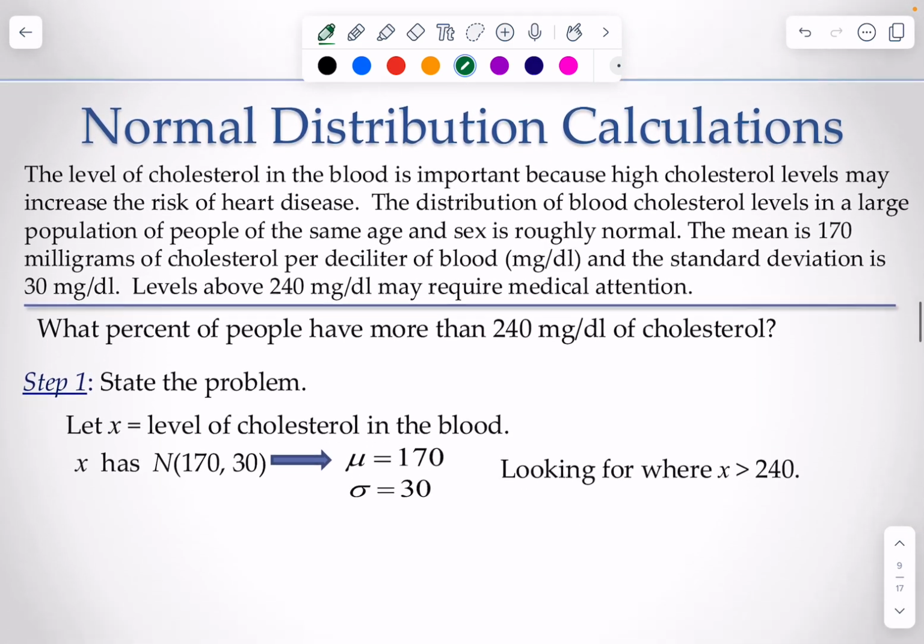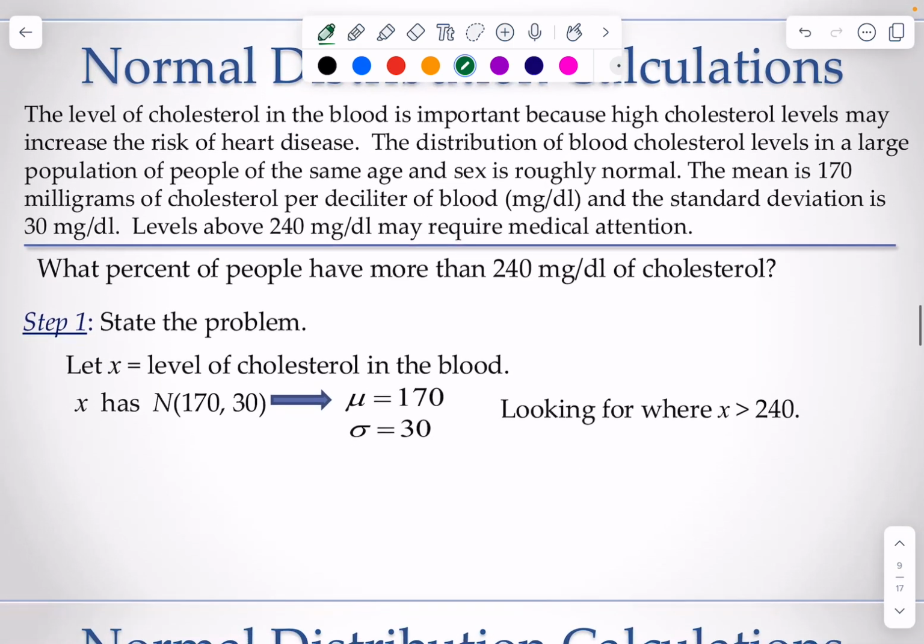As a quick example here, we're talking about cholesterol in the blood. High cholesterol levels may increase the risk of heart disease. So in this particular instance, the cholesterol levels are roughly normal within a given population. They have a mean of 170 and a standard deviation of 30 milligrams per deciliter. And we're interested in values that are above 240 milligrams per deciliter.